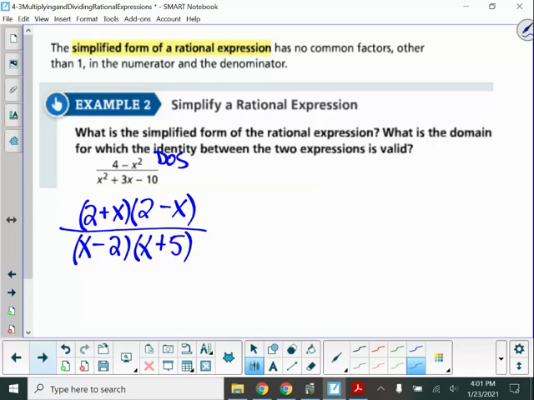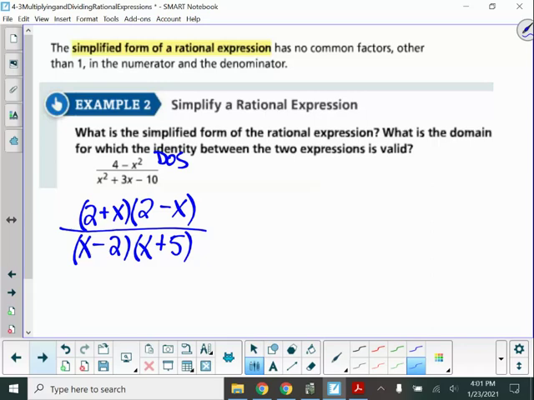Now, to cross out common factors that are the same in the top and in the bottom. Well, I don't actually have anything that's exactly the same. I have the 2 minus x in the top looks like it's similar to the x minus 2, but it's not quite what it needs to be. It's actually opposite. Because on the top, the 2 is positive and the x is negative. And on the bottom, the x is positive and the 2 is negative.